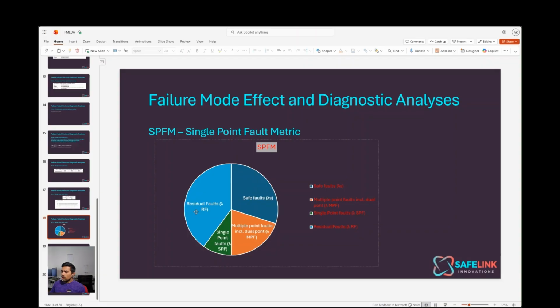So all of this together, the entire circle, represents lambda, the total sum of all failures. Then you have safe faults, which do not lead to a safety goal violation, multiple points which lead to a safety goal violation, single point faults which lead to a safety goal violation, and residual faults which also lead to a safety goal violation, but a part of it is detected by a safety mechanism.